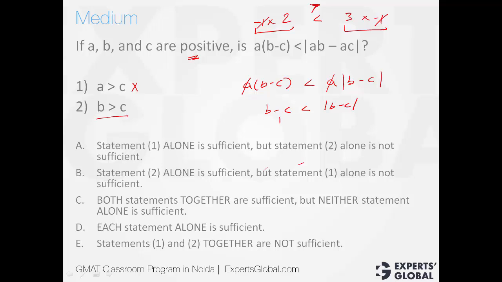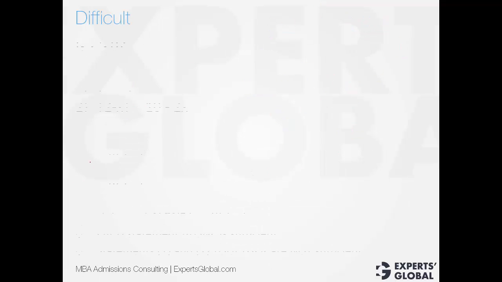If b is greater than c, this becomes something positive. This also becomes the same positive value, the mod of which does not change, remains the same positive value, and therefore the two values are equal. The answer is no, one is not less than the other, but remember it's data sufficiency, and no is very much an answer. Statement 2 gives you an answer. No, answer is option B.